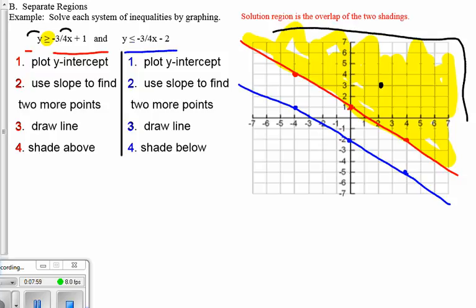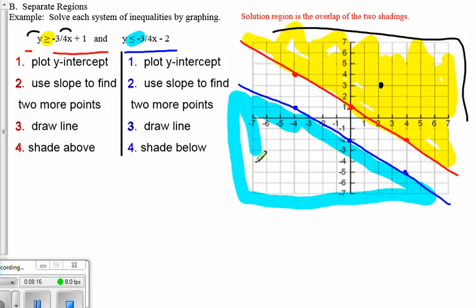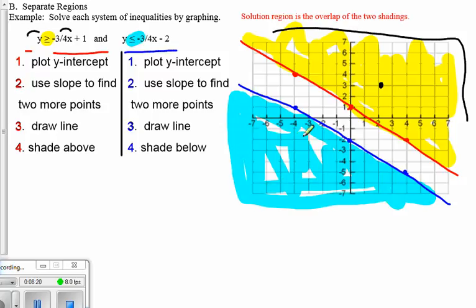Looking at our second inequality, though, we need to take this piece. Our y is less than negative 3/4 x minus 2. So I need to go everywhere below this line. As you draw out your lines and shade the area that fits them, you'll notice that these two shadings, or these two areas, do not intersect at all.